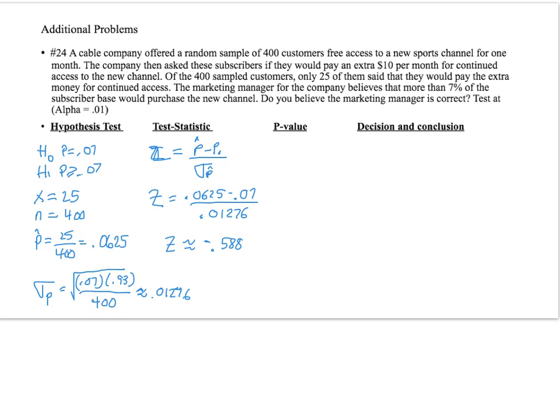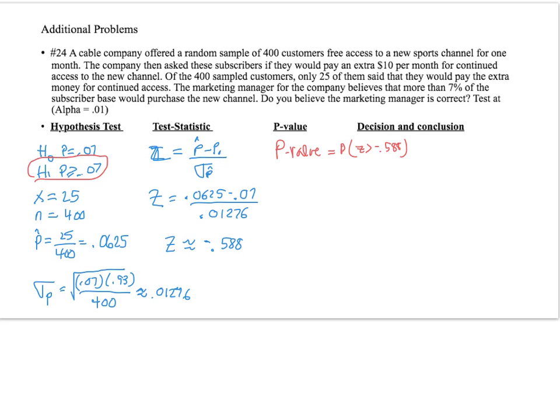So the p-value is equal to the probability that z is greater than negative 0.588, right? Because that's under the curve. Our alternative hypothesis is greater than, so that's why we have to use the greater than for the p-value.